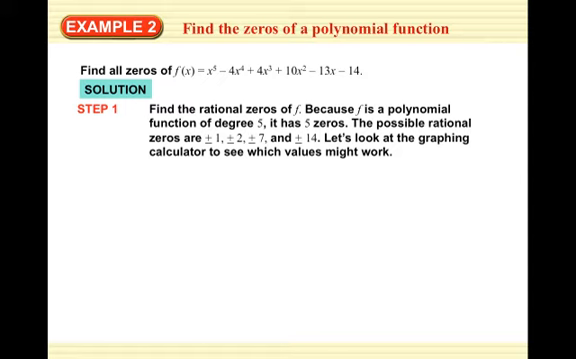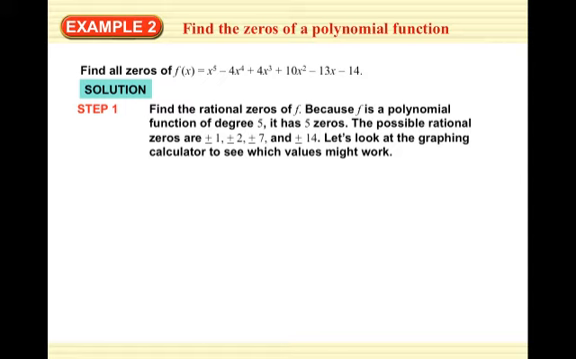So we're going to find the possible rational zeros of f, and then we'll actually find the rational ones. Because f is a polynomial function of degree 5, it has 5 zeros. The possible rational zeros are plus or minus 1, plus or minus 2, plus or minus 7, plus or minus 14, because our values for p come from that constant of -14. And then our q is the factors of 1, so just plus or minus 1. And so when we do our p's over q's, that's the list we come up with.